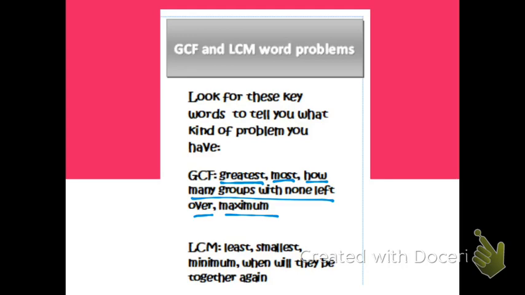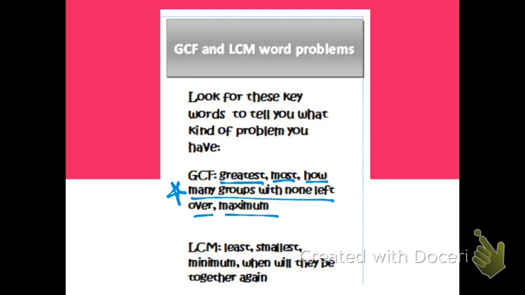Because if you're dividing something into groups with none left over, that would be, what is the greatest common factor? What is the biggest number we can divide into both of these two things? So this is the key one that most of us will forget. I would maybe highlight that one. How many groups with none left over? So if you see a word problem where they want to divide two things into groups with none left over, more than likely it's a greatest common factor question.